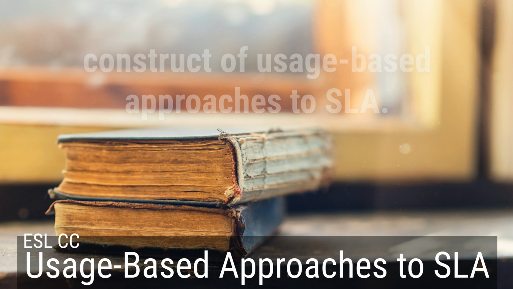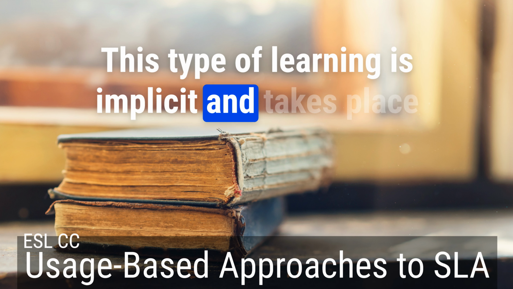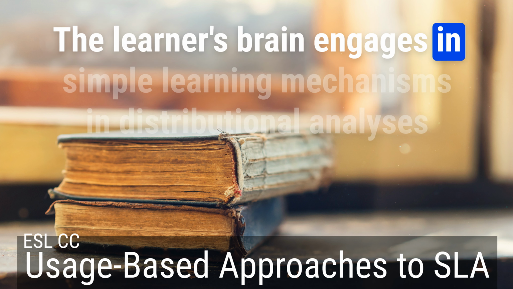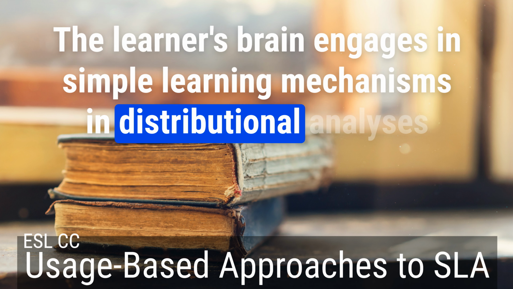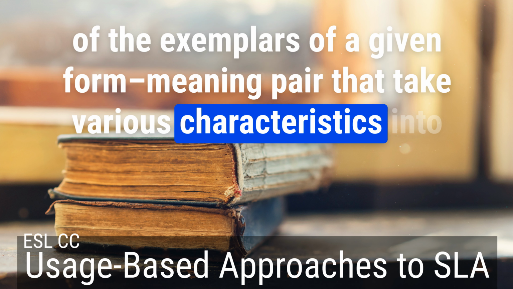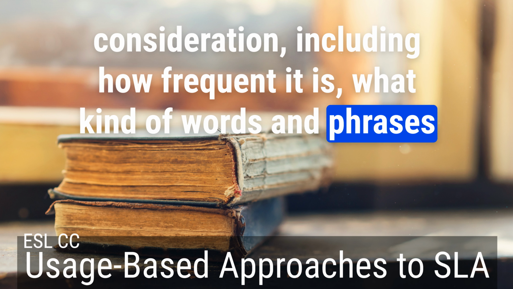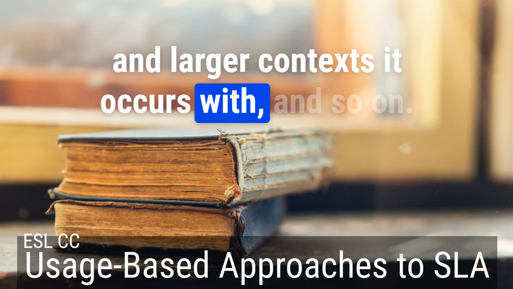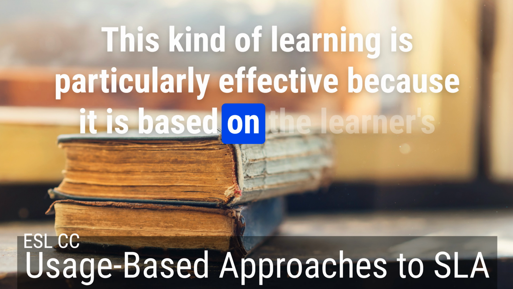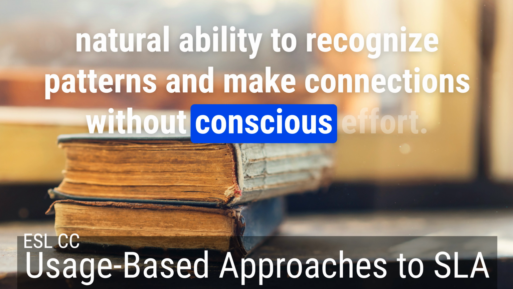Exemplar-based learning is another key construct of usage-based approaches to SLA. This type of learning is implicit and takes place without the learner being consciously aware of it. The learner's brain engages in simple learning mechanisms and distributional analyses of the exemplars of a given form, meaning pair that take various characteristics into consideration, including how frequent it is, what kind of words and phrases and larger contexts it occurs with, and so on. This kind of learning is particularly effective because it is based on the learner's natural ability to recognize patterns and make connections without conscious effort.